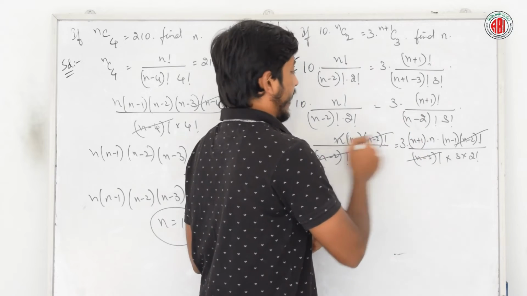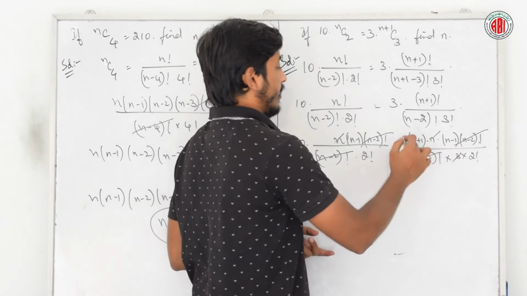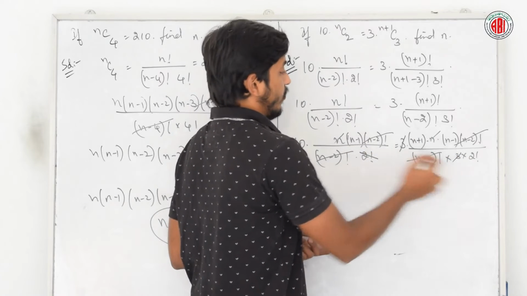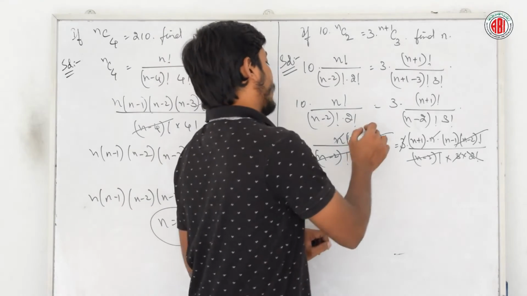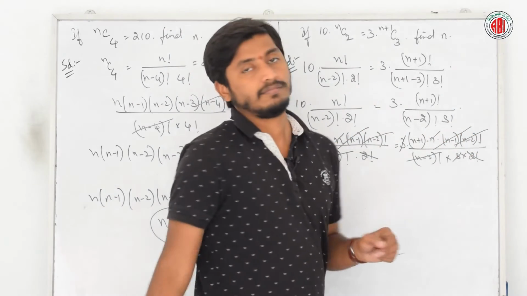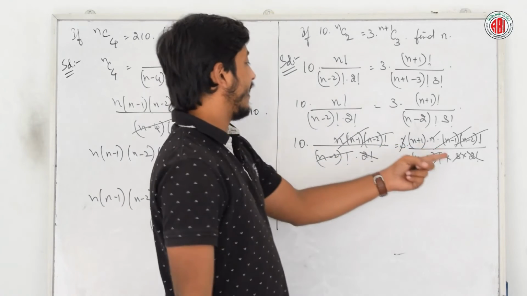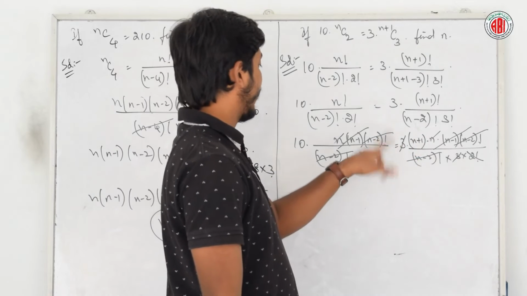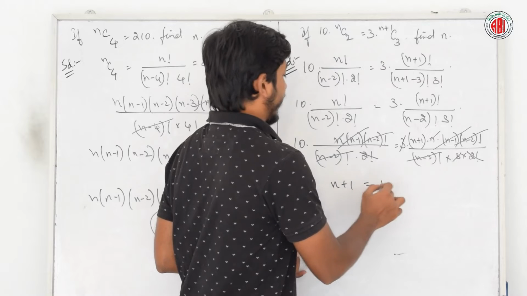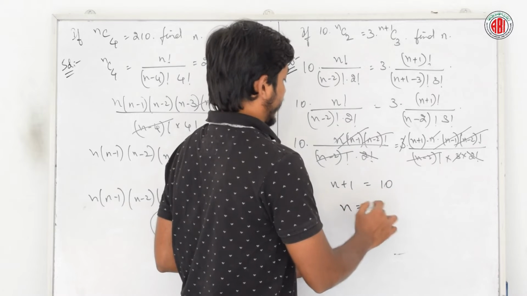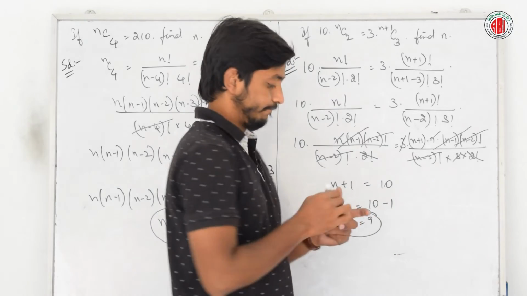And what is left? n, we can cancel like this. 3, 3. Here 2 factorial, here 2 factorial we can cancel. Anything left? n minus 1 also we can cancel. Okay. What are the things more left here? Here there is nothing. n plus 1 is left on the right hand side and 10 is left on the left hand side. It is 10 minus 1. The value of n is 9.